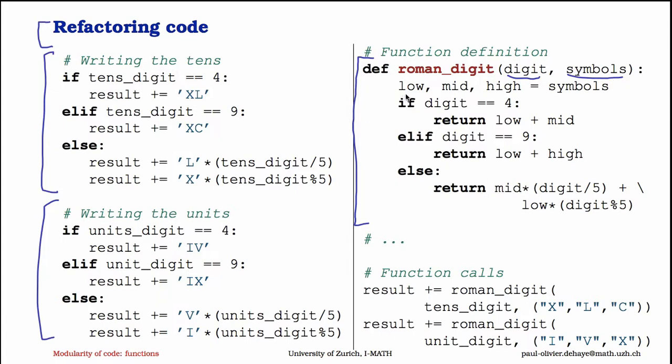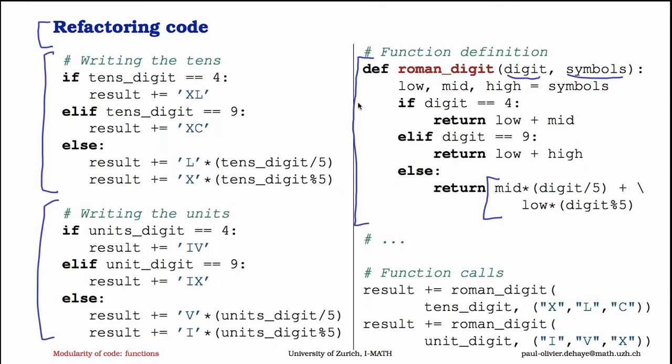I will bind low, mid, and high to the components of symbols. And then I'll do different things depending on what the digit is. If the digit is 4, I return the low one plus the mid one. If the digit is 9, I return the low one plus the high one. Otherwise, I'll do some trick with modulo 5 to return the right thing. So that handles one Roman digit at a time in the abstract, regardless of whether it's a units, tens, or hundreds digit. But then I can do the actual call.